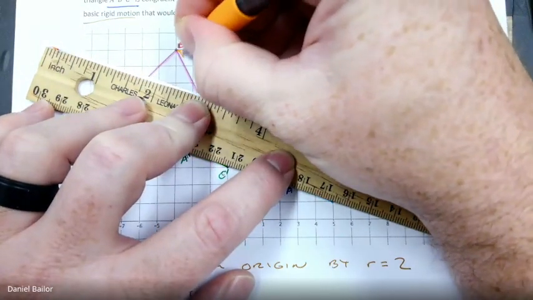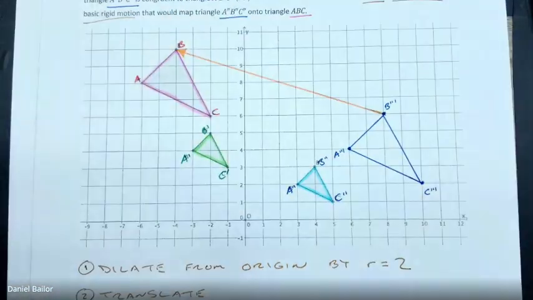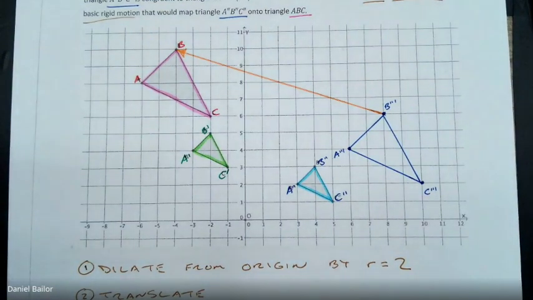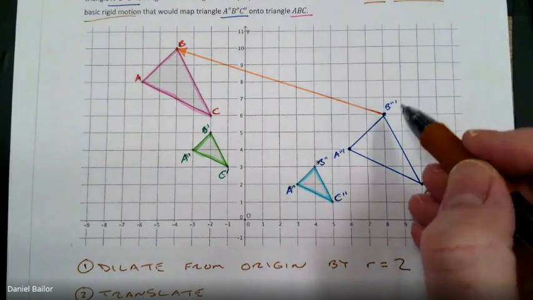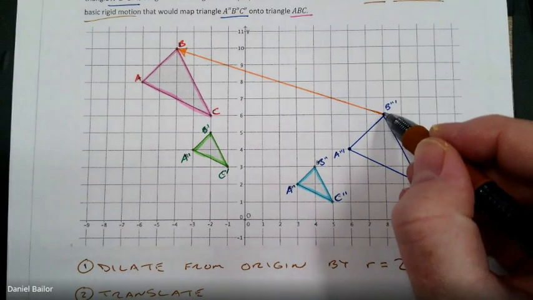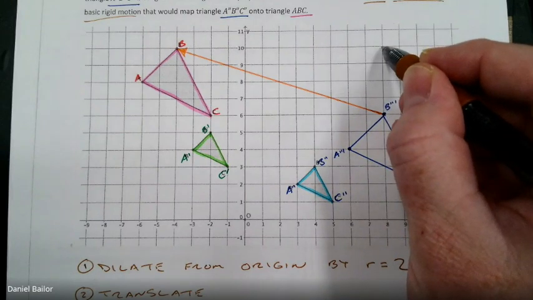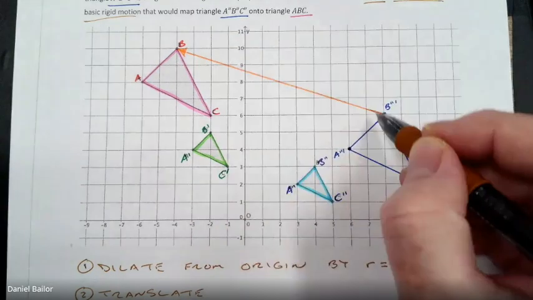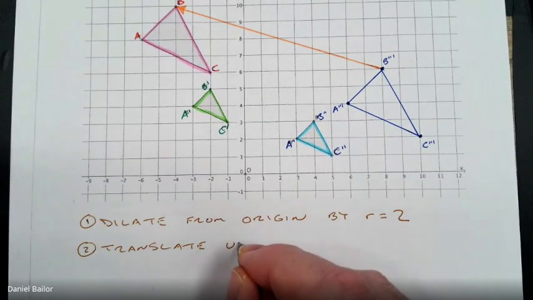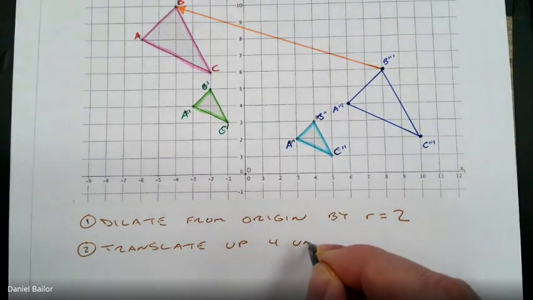And that is my vector right there. That's the vector I have to follow to make them line up. So what's the rule? Well, the vector is going up. How many does it go up? It goes up 1, 2, 3, 4 to make the B's line up. So the vector goes up 4 units. So translate up 4 units.